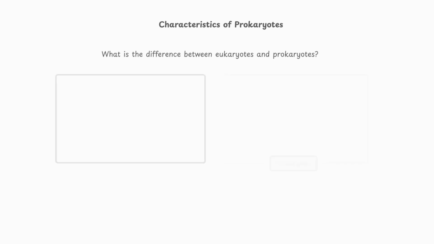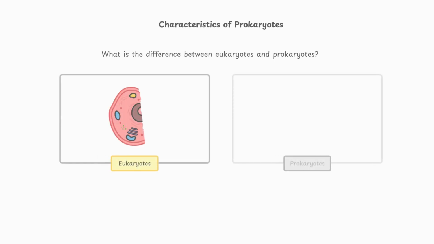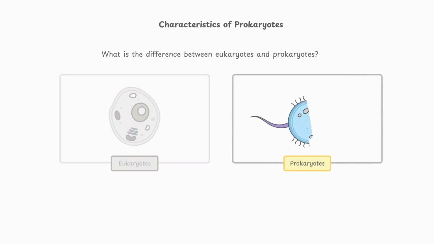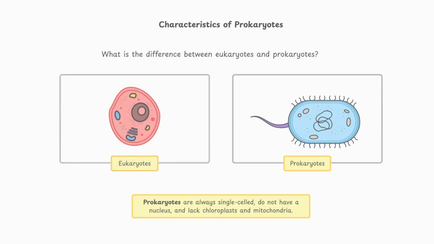Now let's explore the key characteristics that make prokaryotes different from eukaryotes. Eukaryotic cells are more complex and contain a nucleus, where genetic material is stored. In contrast, prokaryotes are much simpler. They are always single-celled organisms. Prokaryotic cells do not have a nucleus. Instead, their genetic material floats freely within the cytoplasm. They also lack important organelles such as chloroplasts and mitochondria, which are found in many eukaryotic cells. These simpler features make prokaryotes structurally different, but still highly successful in many environments.